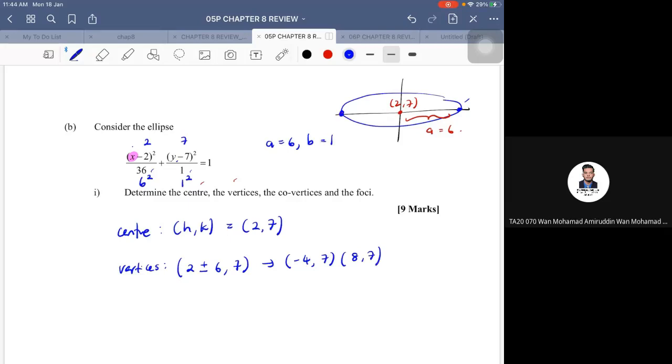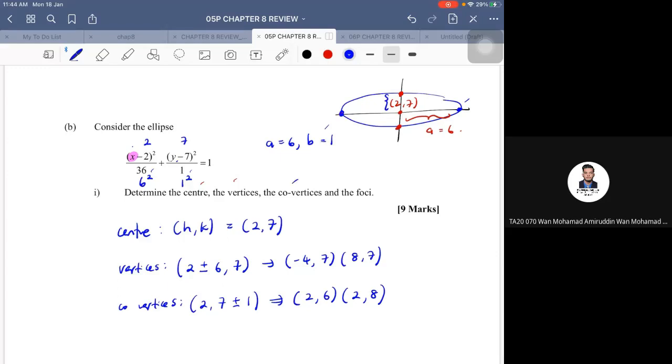So it's going to be the same idea for the co-vertices as well. So untuk co-vertices pula, dia akan naik atas dan juga bawah for this case. Maknanya, sekarang koordinat Y yang akan berubah, tapi nilai koordinat X kita fix, dia sama dengan center. So therefore dia akan jadi 2, 7 plus minus. So apa dia nilai B? So jarak dia adalah bersamaan dengan 1. So I'm going to have 7 plus minus of 1. So my first coordinate yang ke atas dia akan jadi 2, 7 tambah 1. So nilai dia adalah bersamaan dengan 8. So those are going to be my co-vertices.